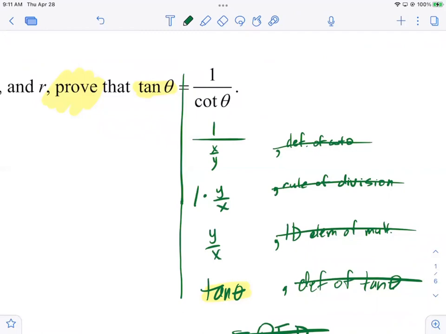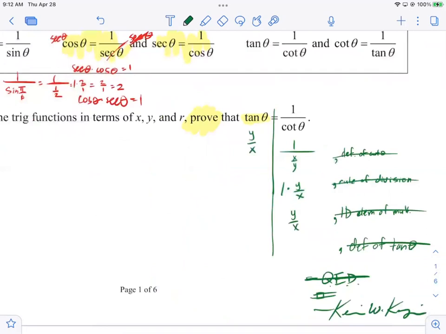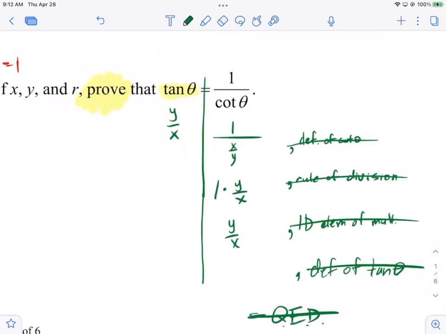Now, if you were stuck, you could jump to the other side. Let's say I got to y over x and I don't know what to do. You could jump to the other side and say, what's the definition of tangent of theta? Well, it's y over x. And now, do both lines on both sides look the same? Yeah. So that would be fine. It's not the best way to do it, but it's still correct, because you're stringing together a sequence of logical steps that are equivalent. You can hop in on any one of those lines and go clockwise or counterclockwise, and it's circularly all equivalent. Okay.